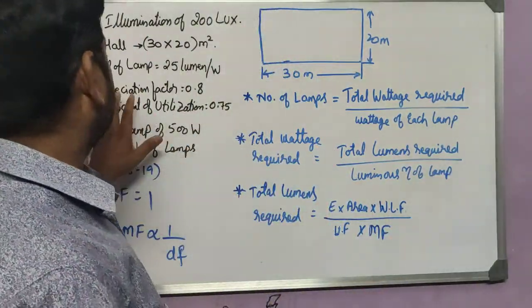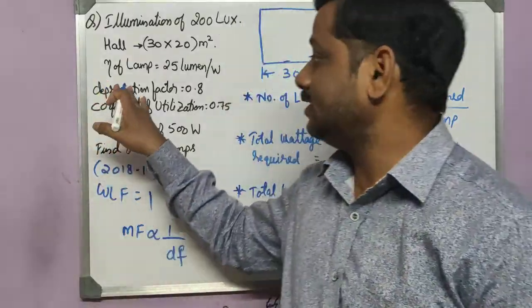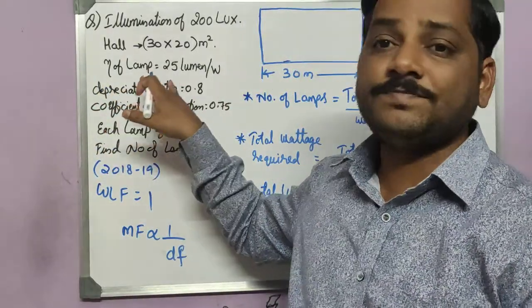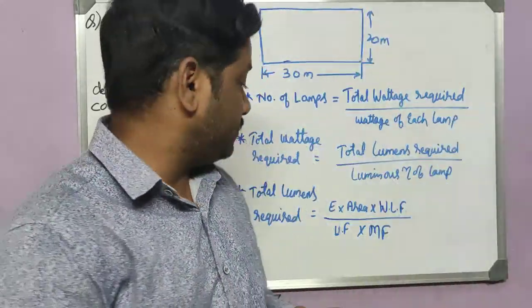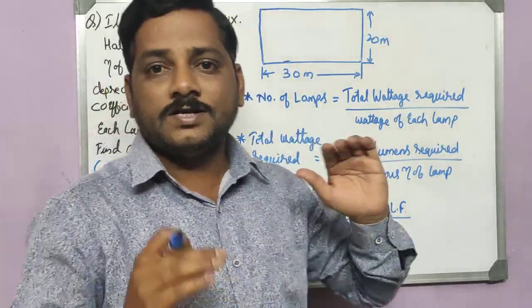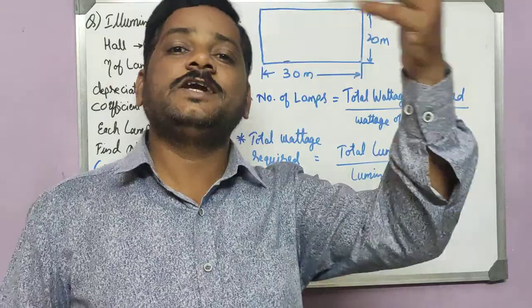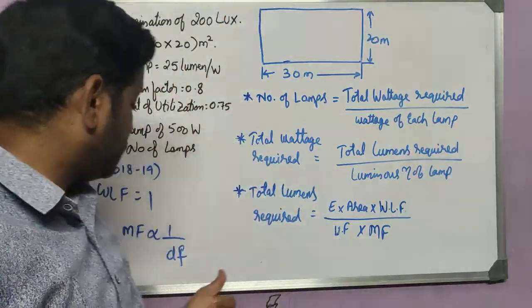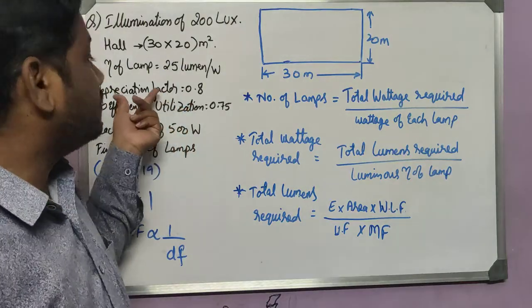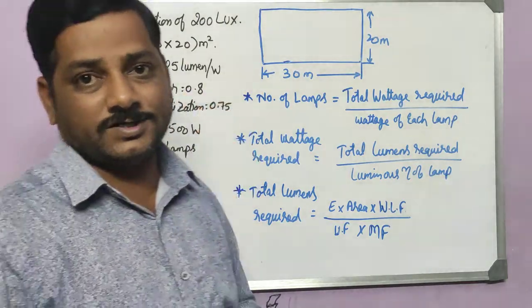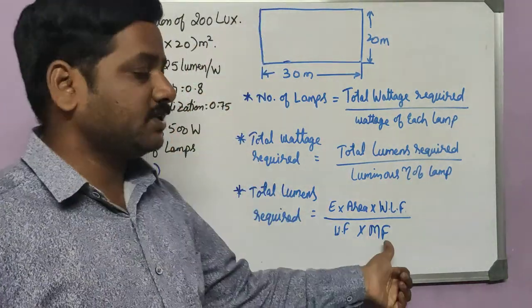In the question, they need to give it as a maintenance factor, but they have typed it as a depreciation factor. So if it is 0.8, then you just take it as a maintenance factor. Depreciation factor will always be greater than 1, because it is inversely proportional. So this is one correction you have to do in the paper. It's not a depreciation factor, it is the maintenance factor, so I will consider it as maintenance factor here.